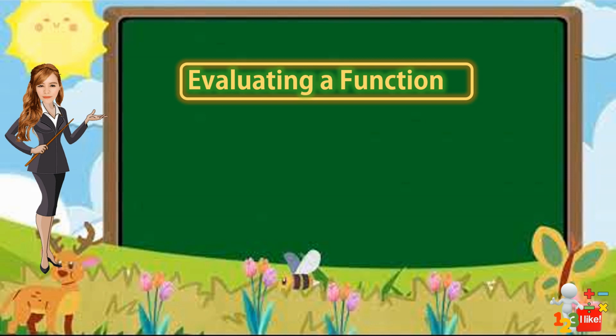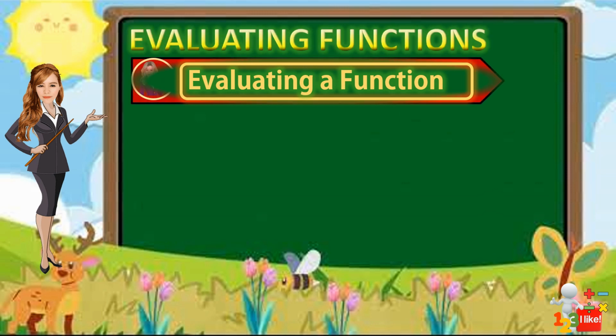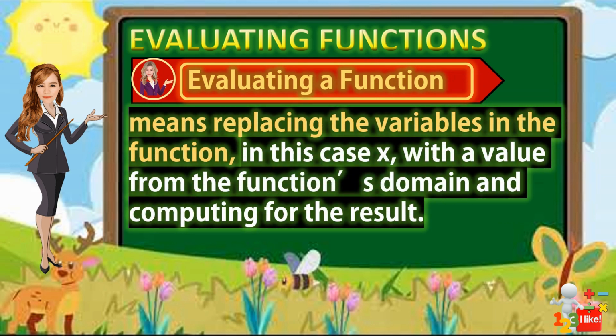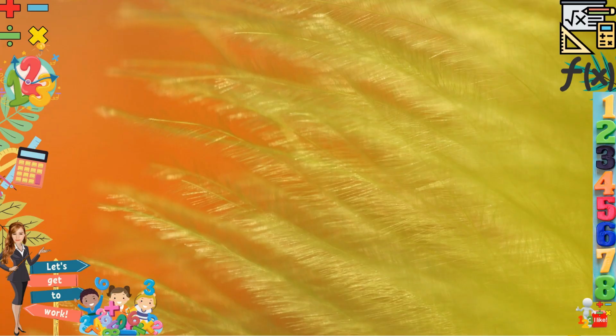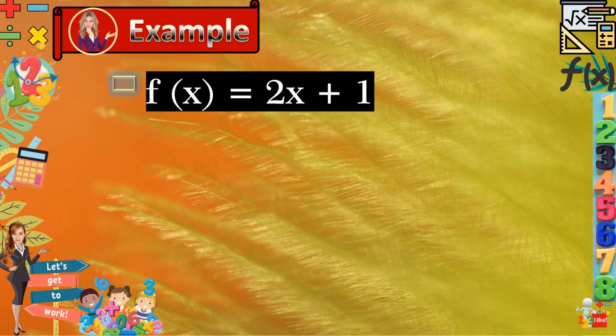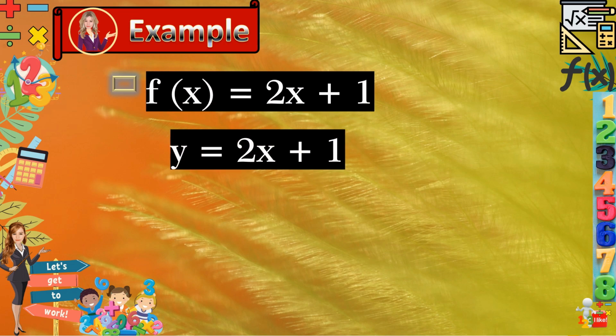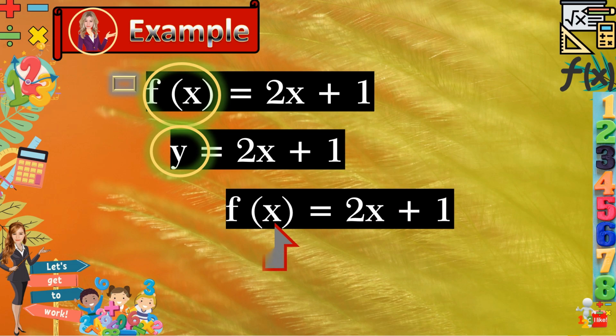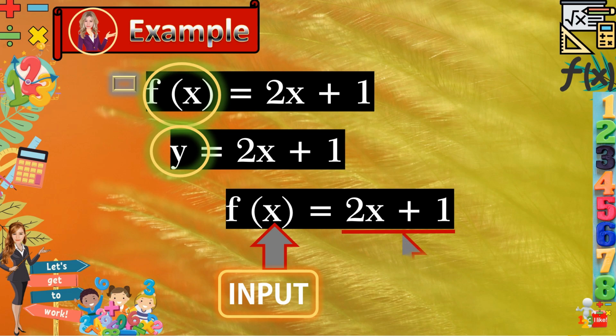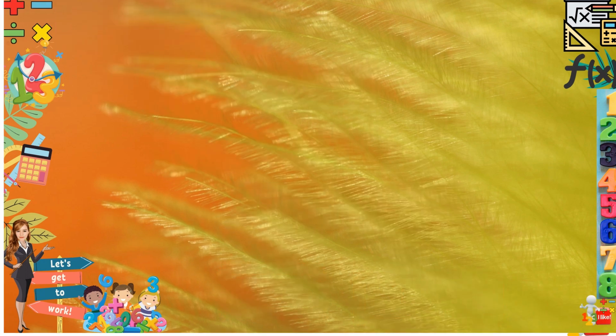How to evaluate a function? Evaluating a function means replacing the variable in the function, in this case x, with a value from the function's domain and computing for the result. Let us try this example. f of x is equal to 2x plus 1. You can rewrite this as y is equal to 2x plus 1. In f of x, your x here is considered the input, while 2x plus 1 is the output.